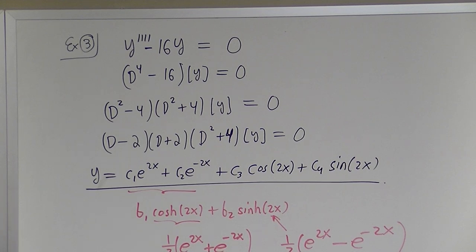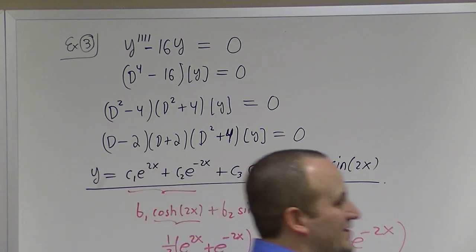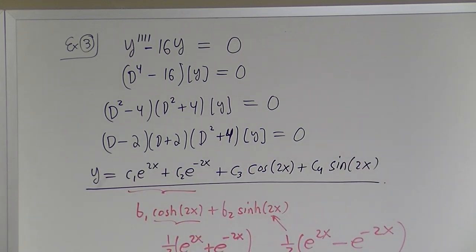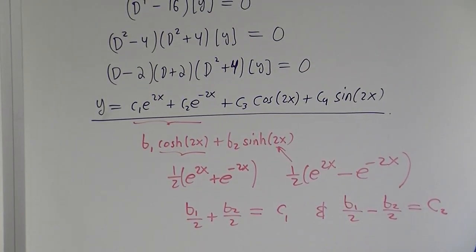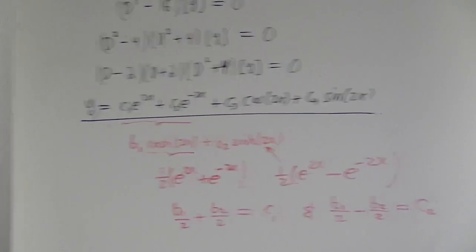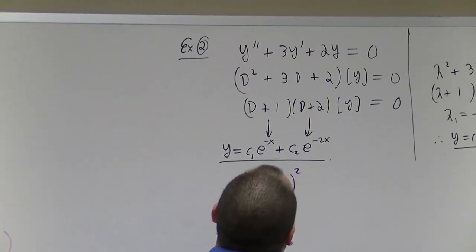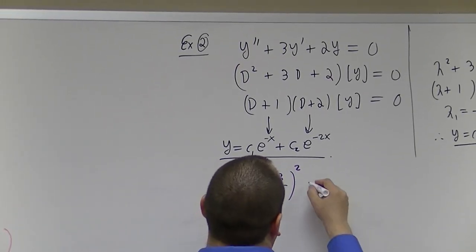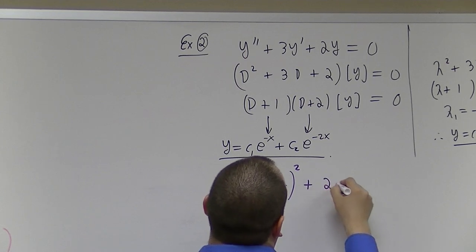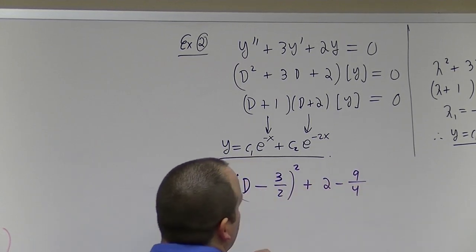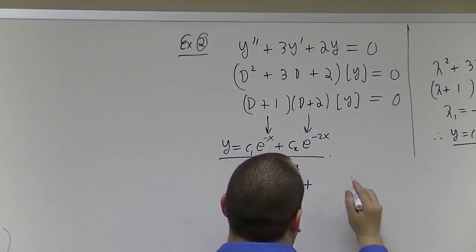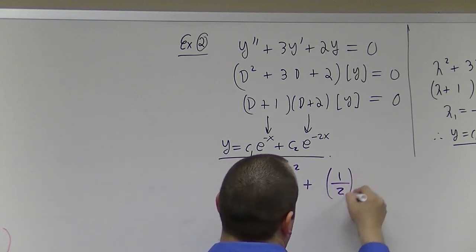While I'm on the topic, let's go back to this last example. Something you could have done, if you were so inclined. This is (d - 3/2) quantity squared, meaning minus 9/4. So plus 2 minus -9/4. It's -1/4, okay, so -1/2 squared.